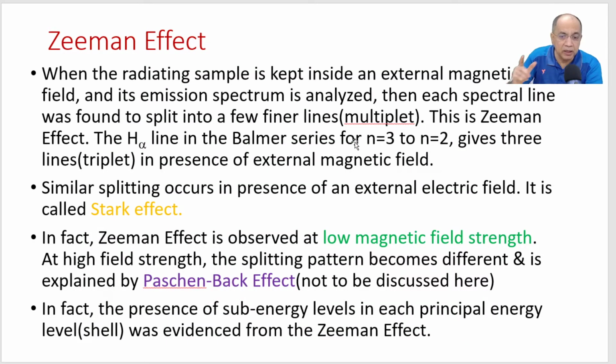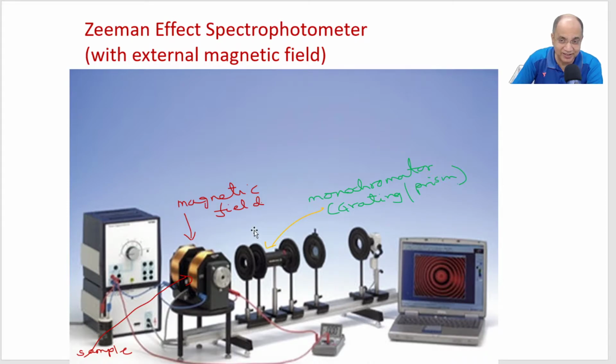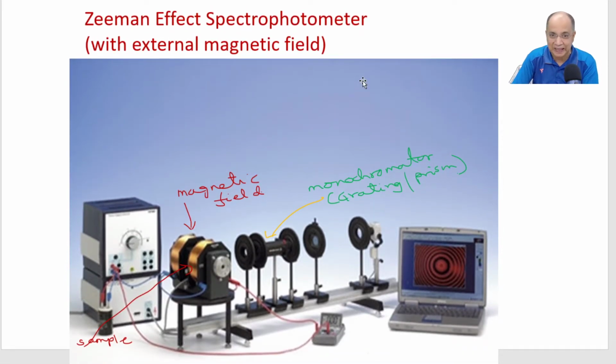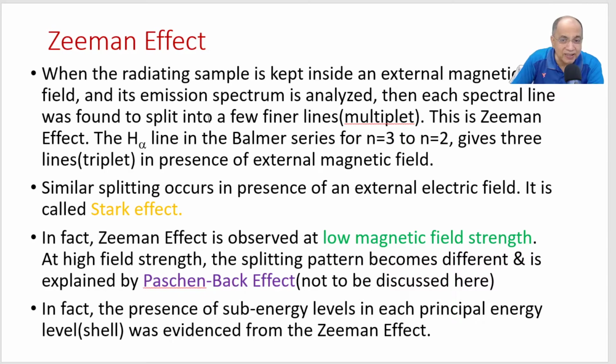Now let me read out, which I have already told you, just for the sake of completeness, formality. Let me read out, but just you listen to me. Look here. When the radiating sample is kept inside an external magnetic field, and its emission spectrum is analyzed, then each spectral line was found to split into a few finer lines, which is called a multiplet. This is Zeeman effect.